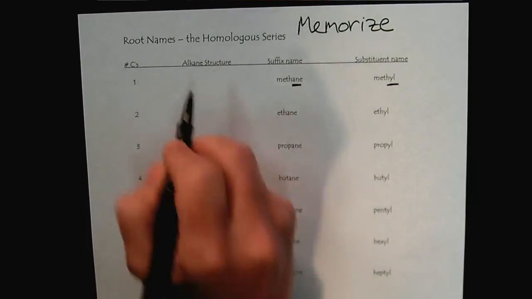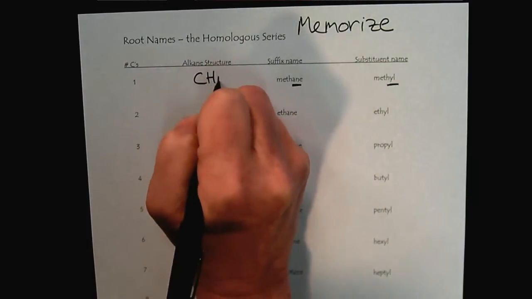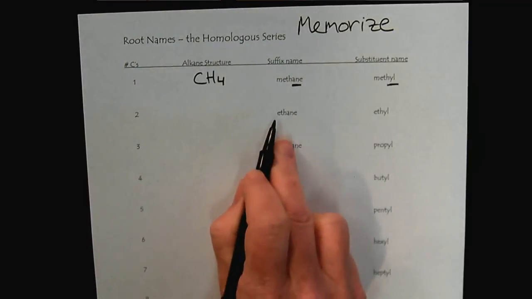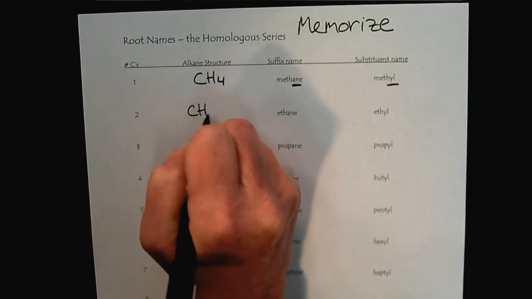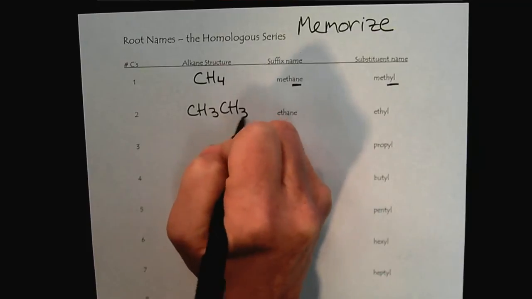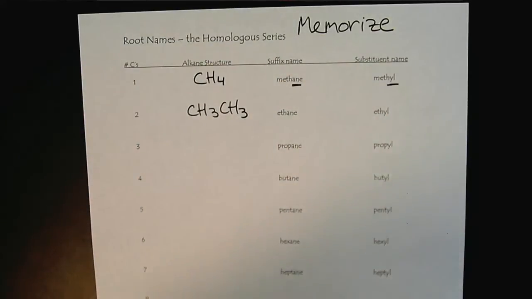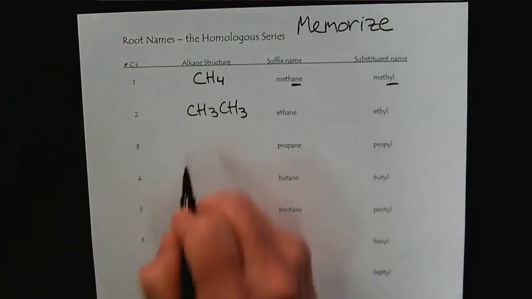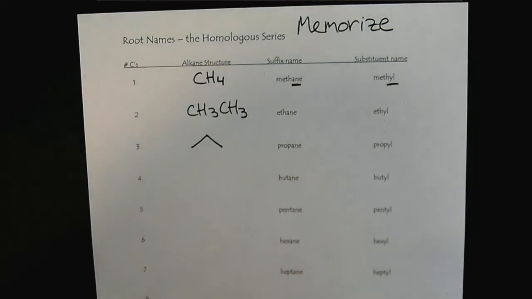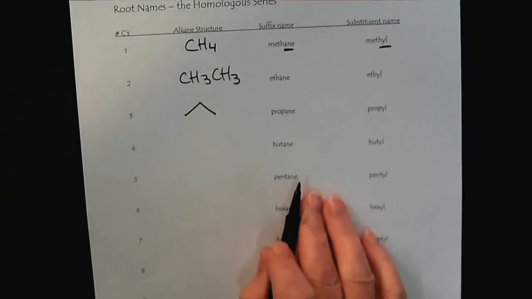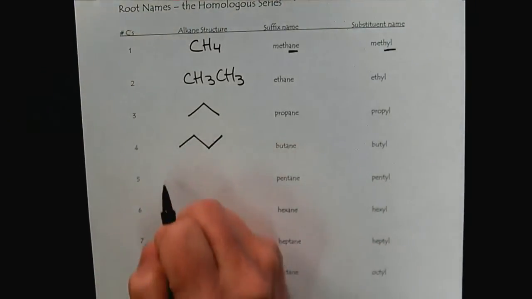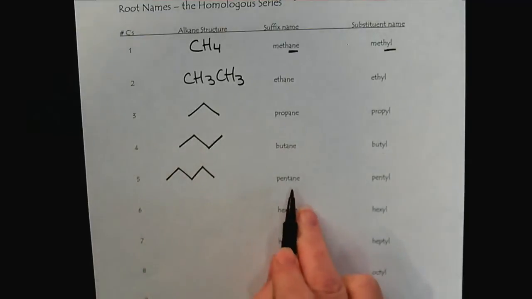All right. So when we have one carbon, it's methane, CH4. If we have a 2-carbon chain, it's ethane, CH3CH3. Okay, now we're getting to longer carbon chains, so we can bring in our skeletal line structures, right? A 3-carbon chain, propane. 4 carbons, butane. 5 carbons, pentane.